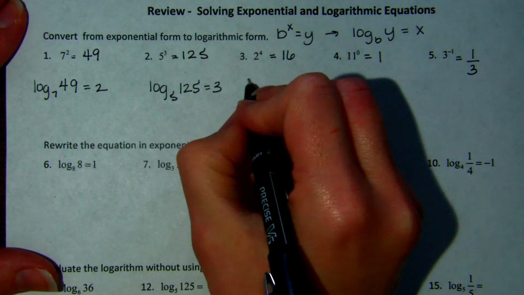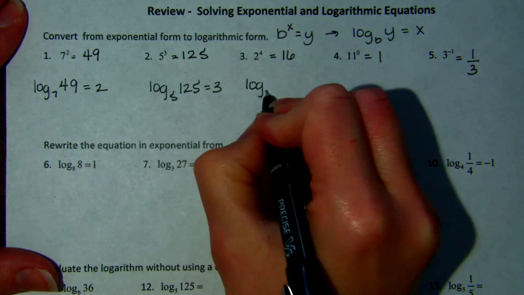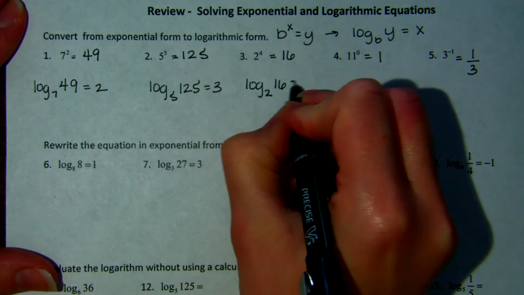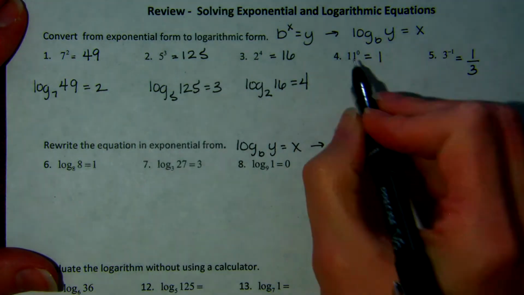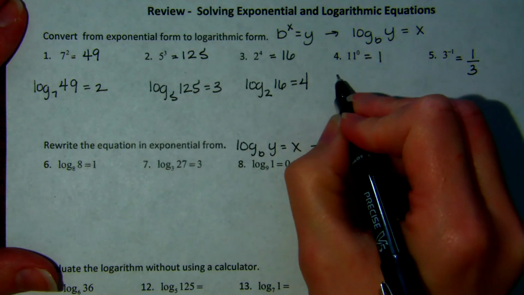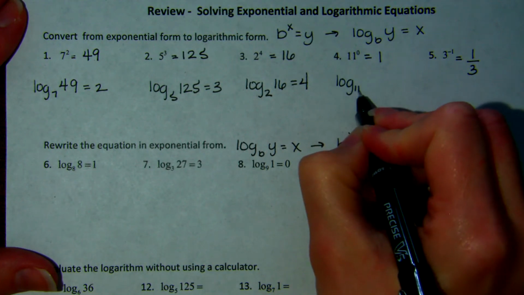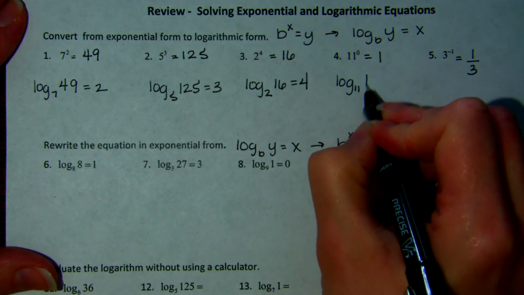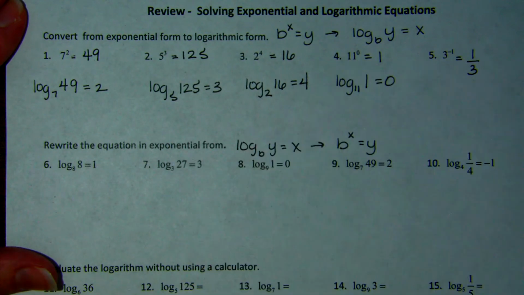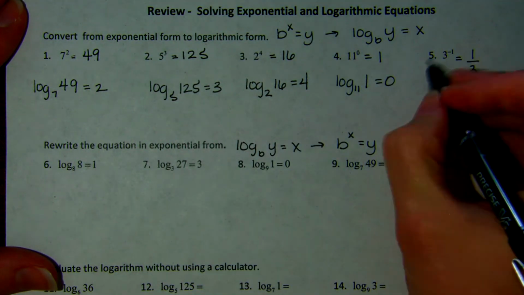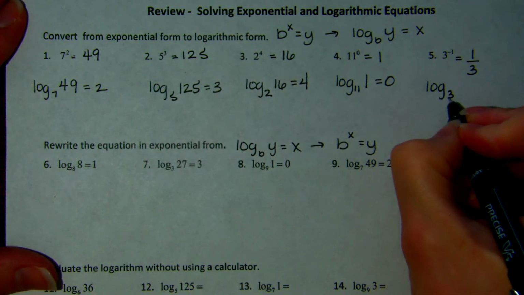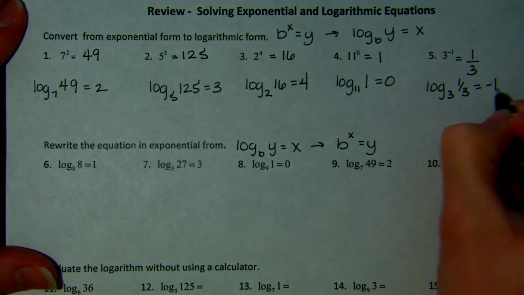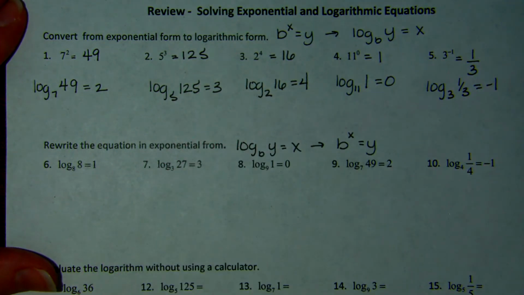This problem has a base of 2, so it's log base 2 of 16 is equal to 4. We have a base of 11 here, so this is log base 11 of 1 is equal to 0. And then this one right here, log base 3 of 1/3 is equal to negative 1.